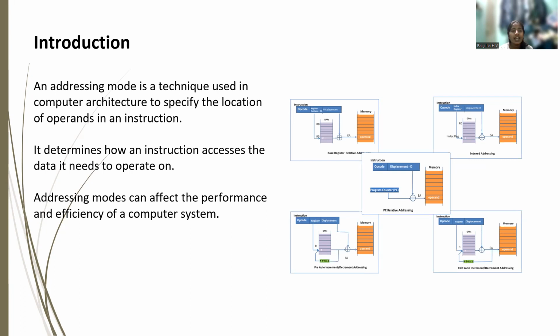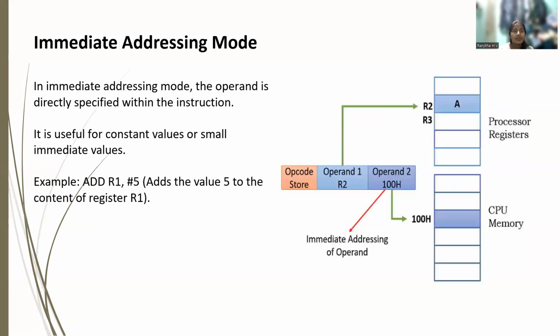First, introduction. An addressing mode is a technique used in computer architecture to specify the location of operands in an instruction. It determines how an instruction accesses the data it needs to operate on. The addressing modes can affect the performance and efficiency of a computer system.